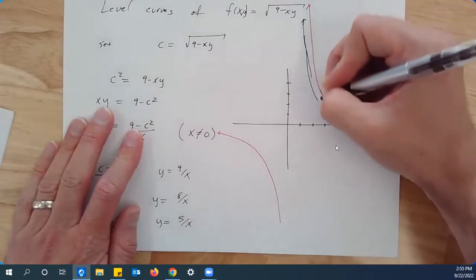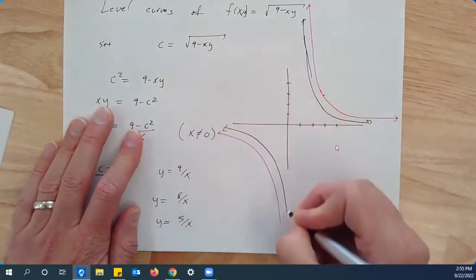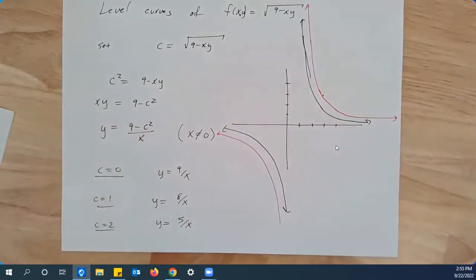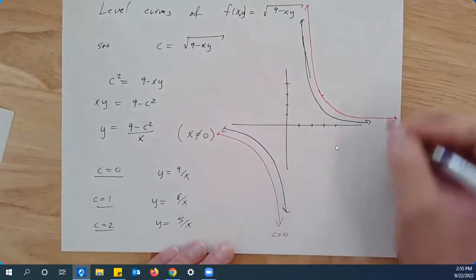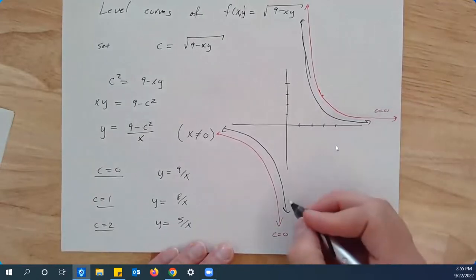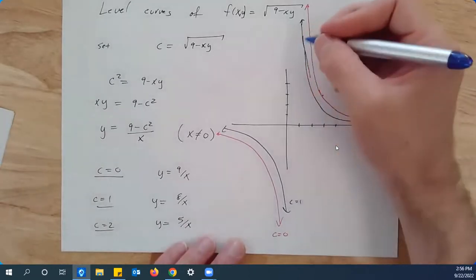All right, and this is where my drawing skills start to fail. And we usually label this. So this is C equals 0. This is C equals 1. This is C equals 2.